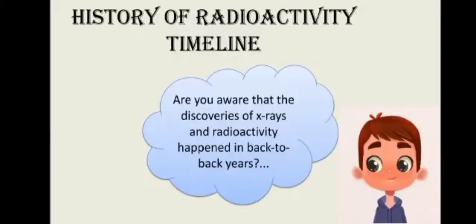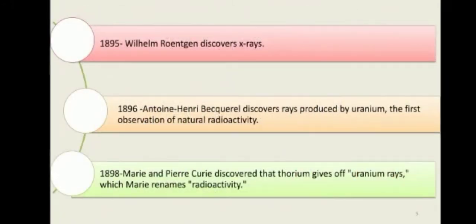Are you aware that the discoveries of X-rays and radioactivity happened in back-to-back years? Better still, it was the discovery of X-rays that actually led to the discovery of radioactivity. The modern understanding of ionizing radiation got its start in 1895 with William Röntgen's discovery of X-rays. Then the phenomenon of radioactivity was first discovered by Henri Becquerel in 1896.